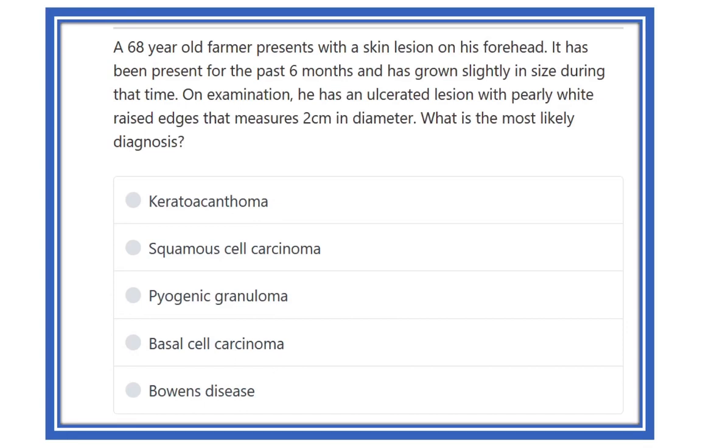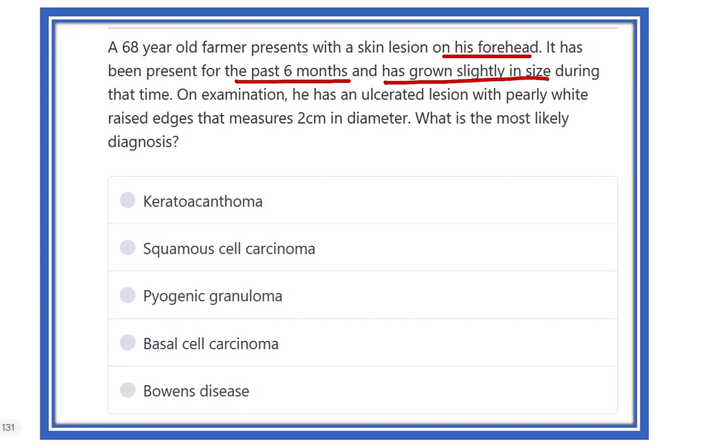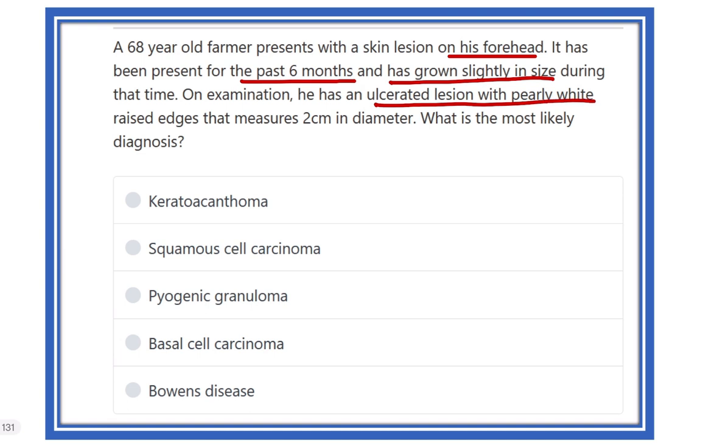A 68-year-old farmer presents with a skin lesion on his forehead. It has been present for the past 6 months and has grown slightly in size during this time. On examination, he has an ulcerated lesion which is pearly white with raised edges and measures 2 centimeters in diameter.